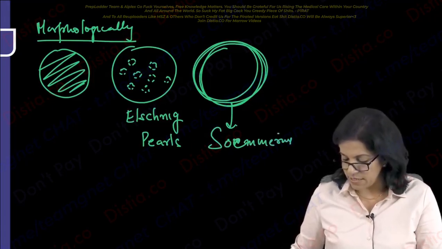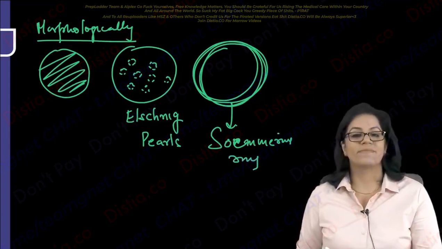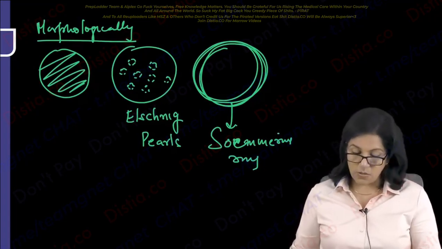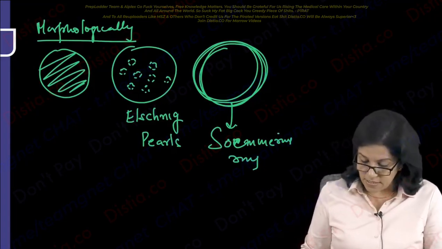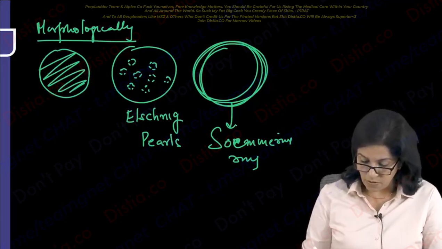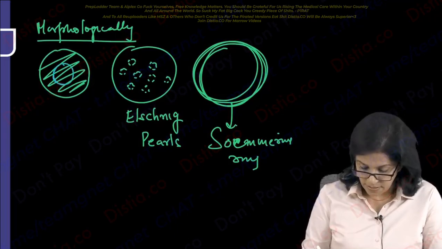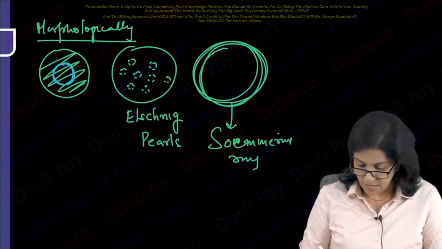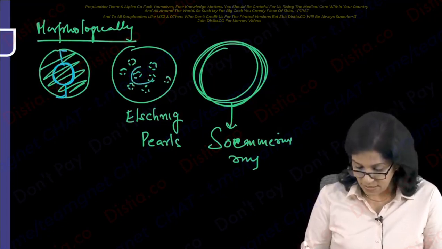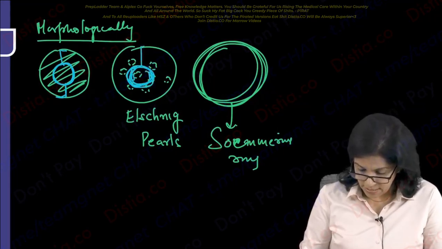Soemmering ring. We'll just see the slide. Let's finish this. So now what is happening? Morphologically, if you look here, you have already put the lens somewhere here. The lens has been implanted like this over it. So this is your lens. I'm just making it a little darker.